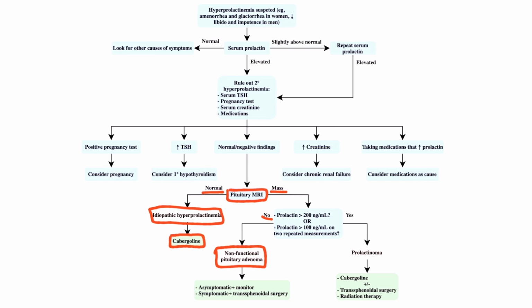On the other hand, if the prolactin levels are high, we've diagnosed a prolactinoma. And this is treated with cabergoline. And if this medication is not effective, we then move on to treat with transsphenoidal surgery and potentially radiation therapy.